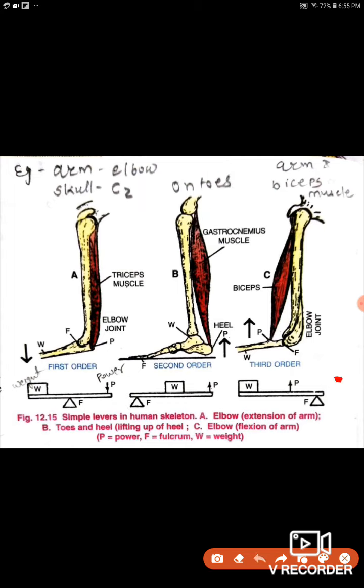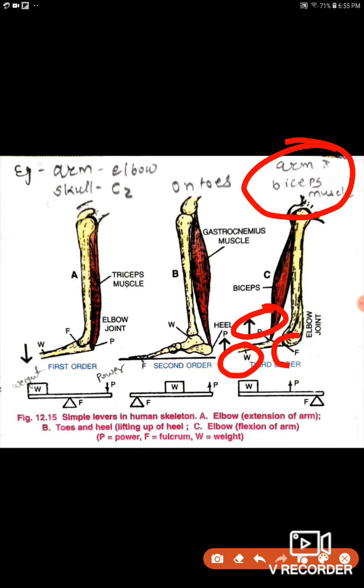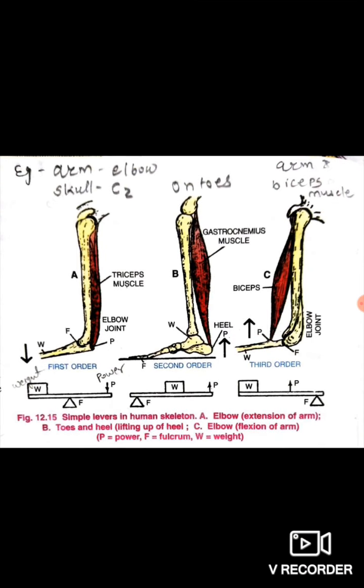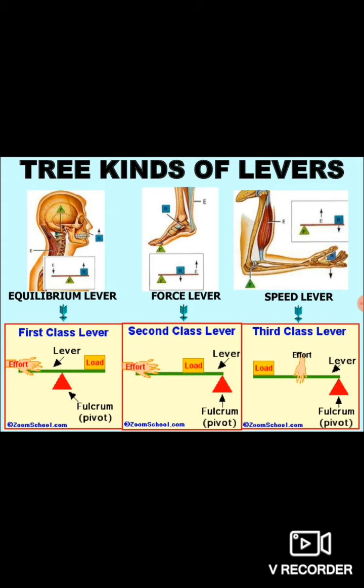Now in third order, here also the fulcrum is at the end, but the difference is the weight is not in the middle like this. The weight we are applying here at the end. So here the P will be in the middle. The best example is the arm and the biceps muscles. See here, the fulcrum is here at the end. The weight we are applying here, and this is our P. So these are the first, second and third order. You can easily observe this figure also.